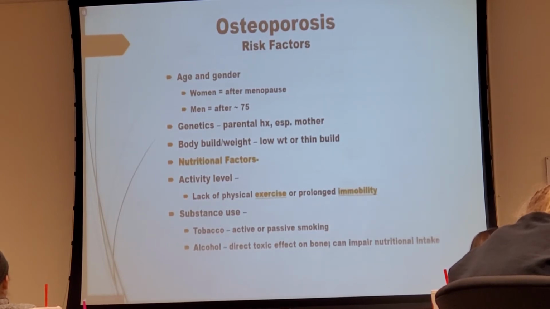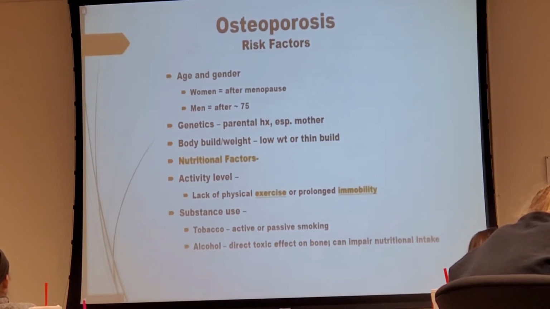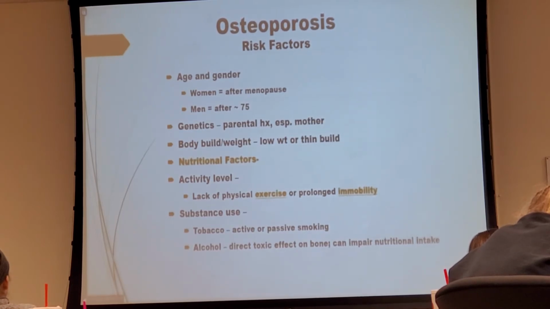Genetics are an important factor in osteoporosis. A parental history, especially of the mother, is a major factor. Heredity rates are estimated to be as much as 50 to 90% on osteoporosis. Body build and weight can affect the osteoporosis risk. So people who are thinner or lower weight, thin builds, low weight, may have more trouble with osteoporosis.